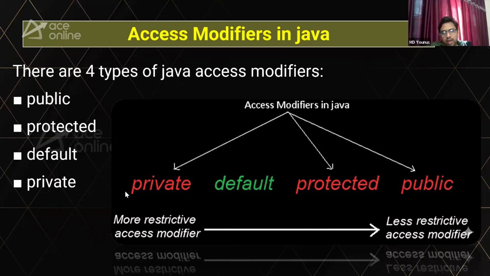What are the different access modifiers we have? Public, protected, default, and private. And what is most restricted? Second most restricted, because I have seen there is a confusion regarding default and protected. But I hope with this image, everybody got clarity about which is second most restricted, and then what is the order?